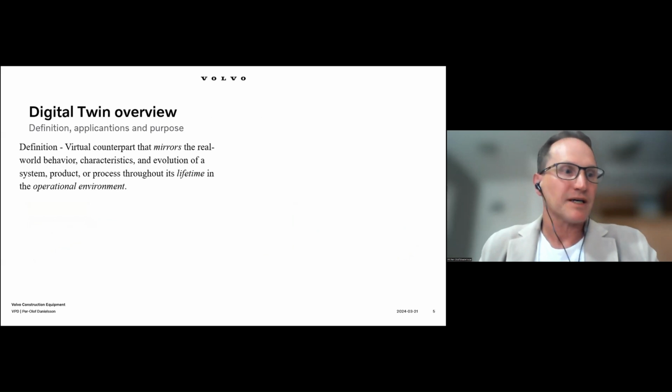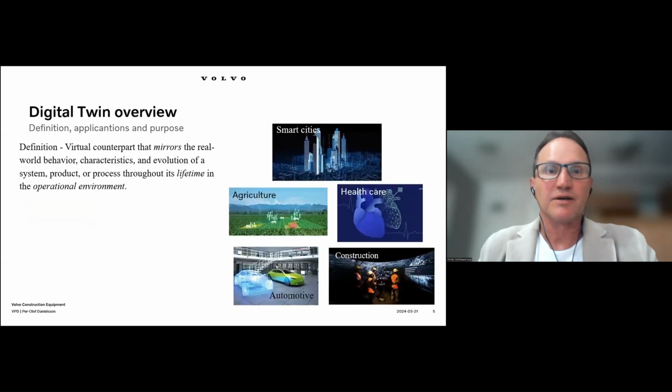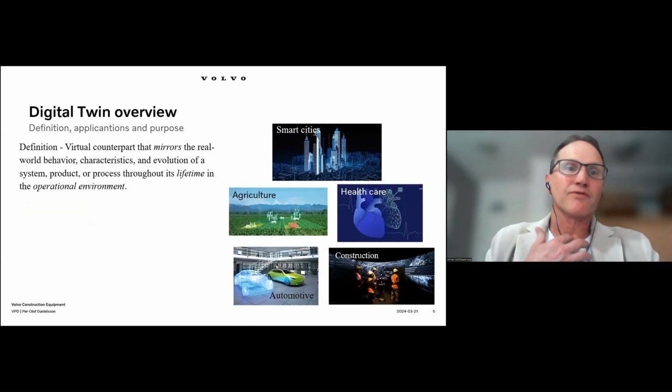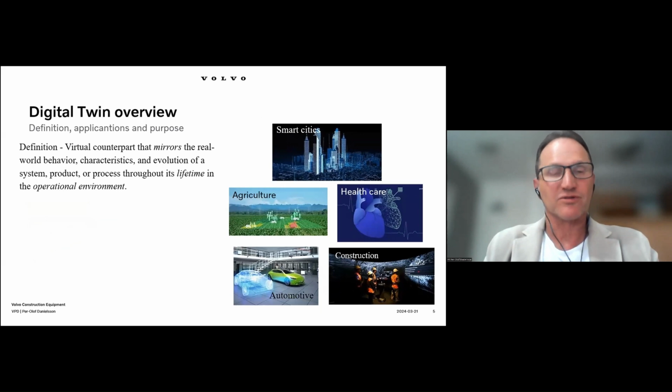We define the digital twin as a virtual counterpart mirroring the real world behavior. I should say, the real world behavior, also the characteristics and the environment where the machines are used. And it follows the evolution of the system in time. So it's used across its lifetime.